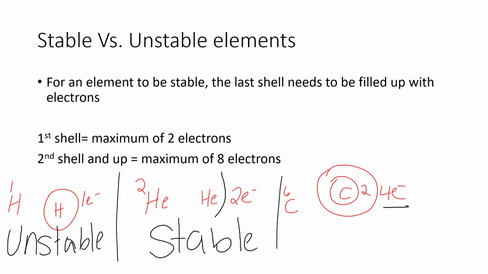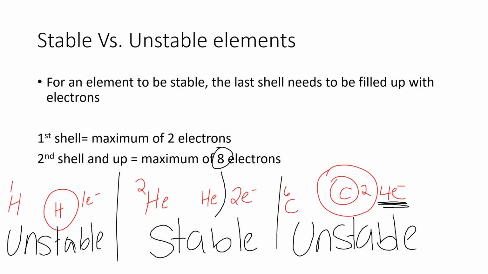Take a look at the last shell. The last shell only has 4. And as we said, second shell and up, you need a maximum of 8 for it to be completely filled up. So as you can see, carbon is not filled up, and so carbon is unstable. Again, why is it unstable? Because its last shell is not filled up.